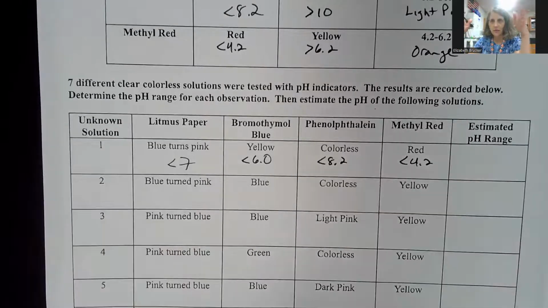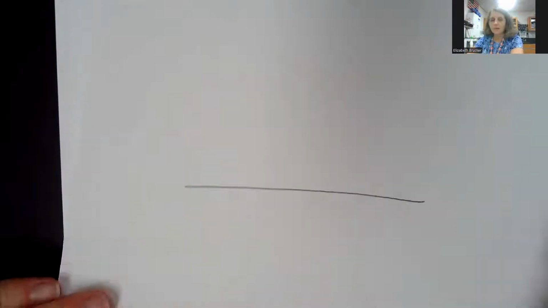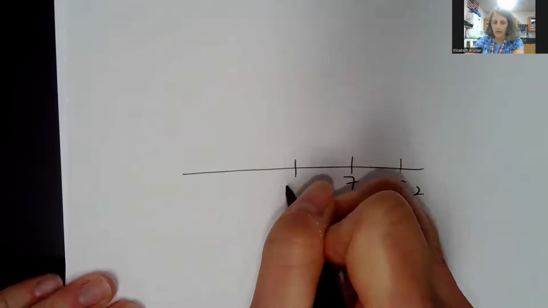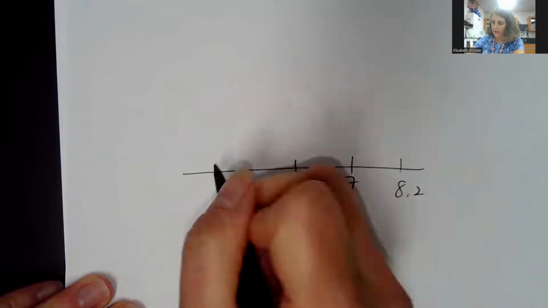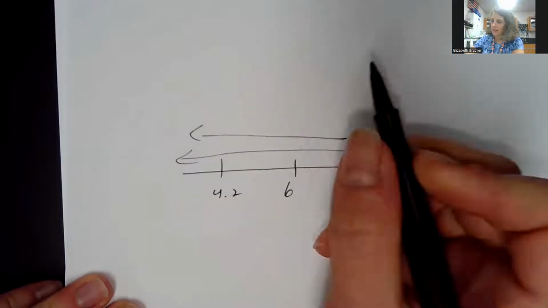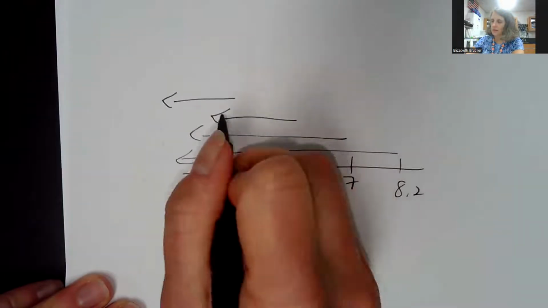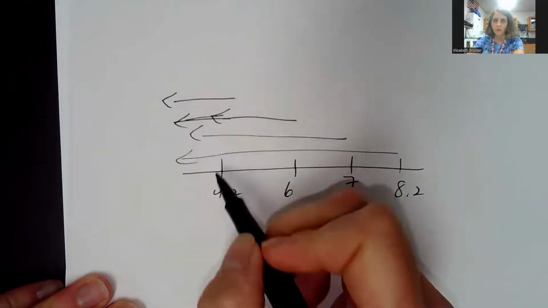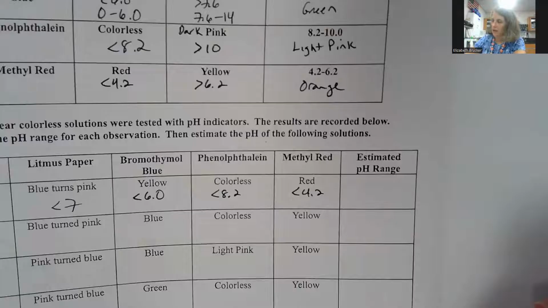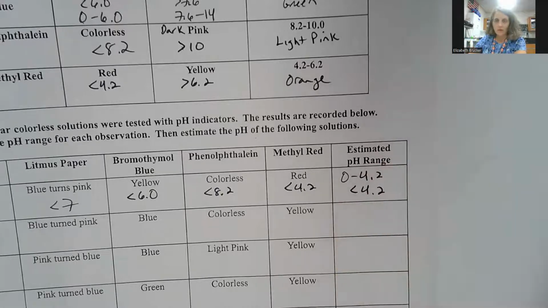So what you have to do is figure out which one has the narrowest range, or a way to think about it is think of it as like a number line. So we have 8.2, we have 7, we have 6, and we have 4.2. So we know that it is less than 8.2, we know it's less than 7, we know it's less than 6, we know it's less than 4.2. Which one is going to be the most limiting out of all of these is the 4.2. So again, however your brain can get around it, you could write 0 to 4.2, or you could just say less than 4.2, either is acceptable.